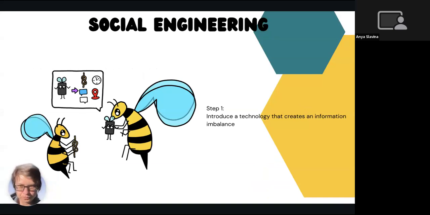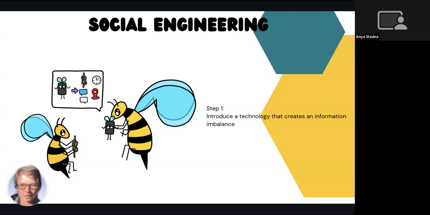Okay. So what is social engineering? It's a term that you might have encountered when learning about cybersecurity and hacking. It refers to the process of essentially manipulating people and on a very large scale. This form of manipulation has been an engine for colonization.